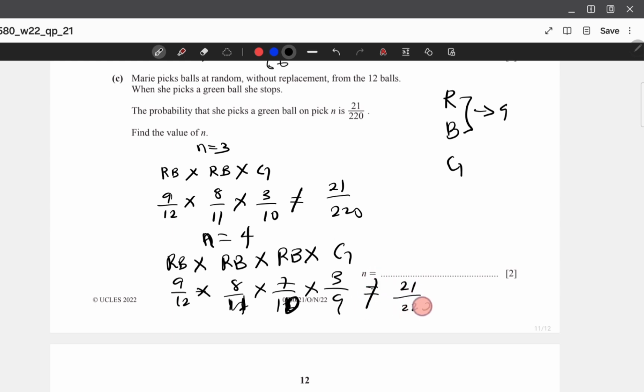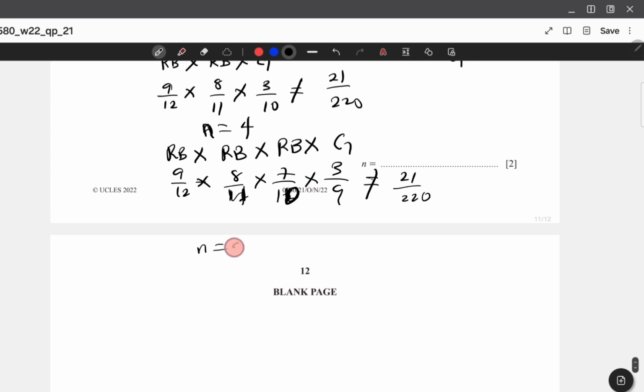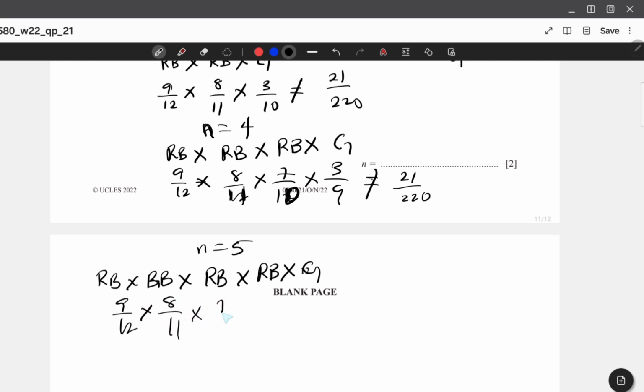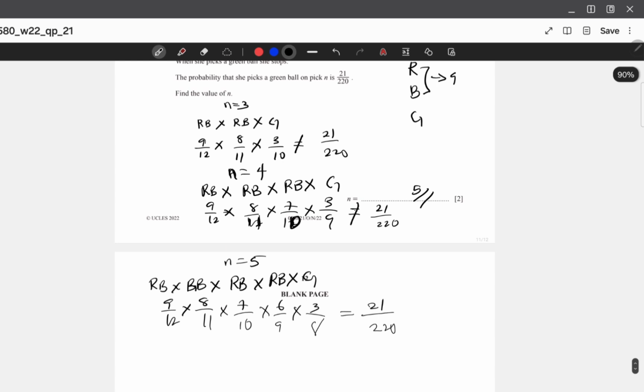21 over 220. But if you try the number of picks to be 5, that they pick the green at the 5th pick, so it will be red or blue first one times red or blue second one times red or blue third one, and red or blue fourth one, then they now pick green the 5th one. It will be 9 over 12 times 8 over 11 times 7 over 10 times 6 over 9, then times 3 over what? 8. You do this in your calculator, it will give you a total of what? 21 over 220. So that is our answer. So our pick is what? 5, and that's how you get your pick as 5.